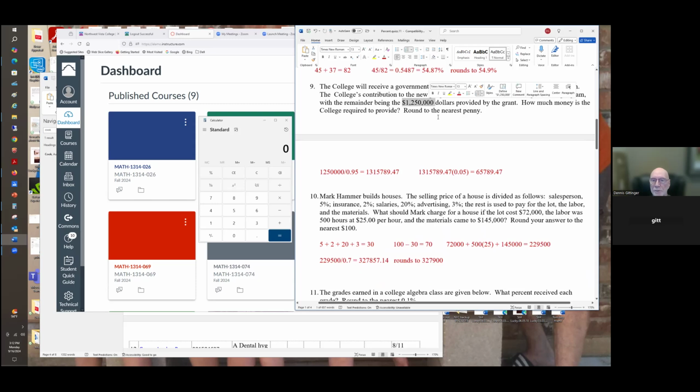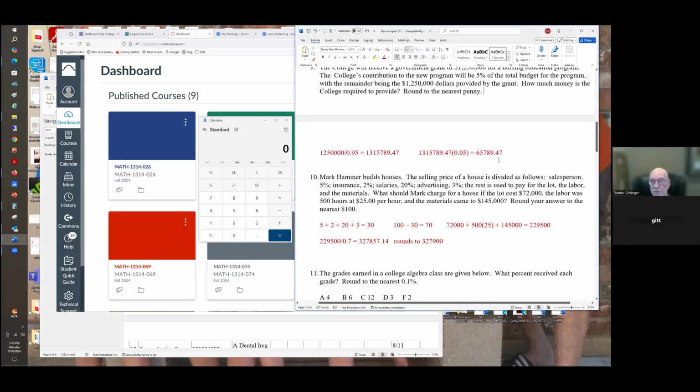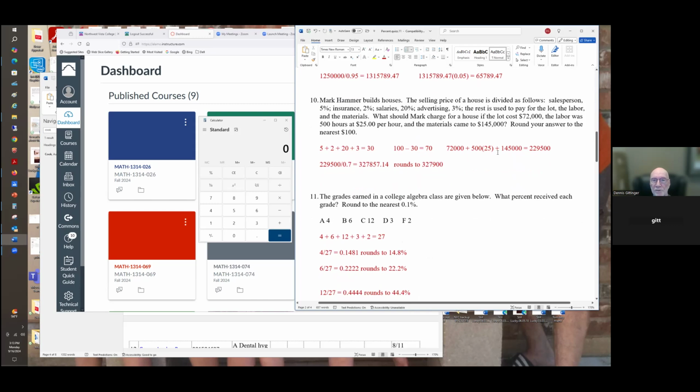What that means is $1,250,000 is 95% because 5% is the responsibility of the college. So to figure out what that is 95% of, I divide 1,250,000 by 0.95, and I get $1,315,789.47. I multiply it by 0.05 because that's the total budget and the college pays that. Round to the nearest penny. Even if I didn't tell you to round to the nearest penny, it's money. So you always round it to the nearest penny unless otherwise instructed.